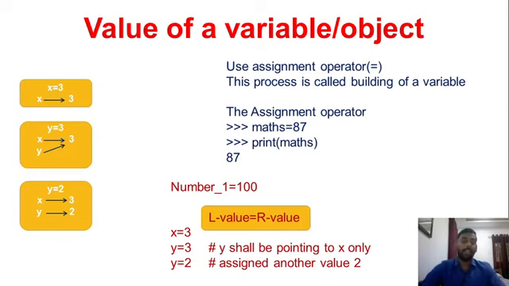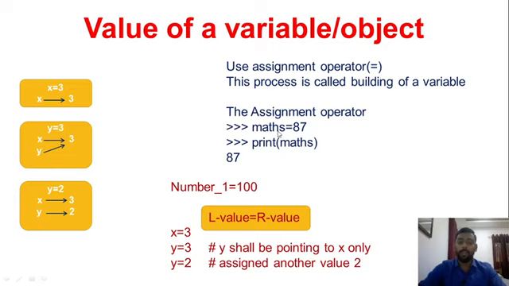Okay, here you can see we use the assignment operator, that is what the equal to sign is. Okay, x equal to 3, y equal to 3, y equal to 2. Yeah, it's called the assignment operator. This process of assigning a value to a variable is called the building of a variable, creating a variable, that's it.